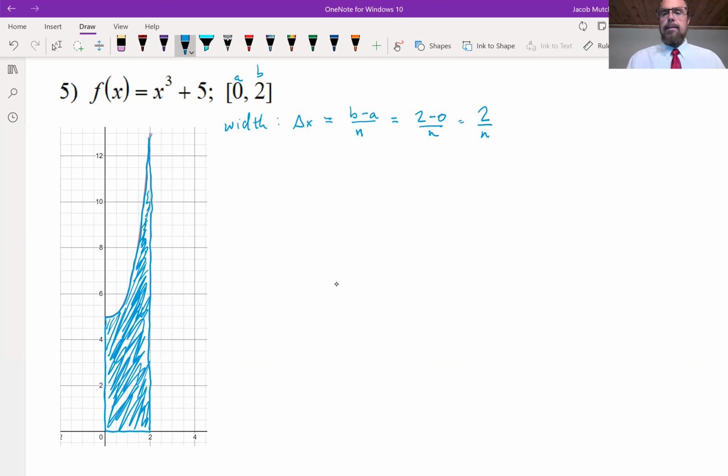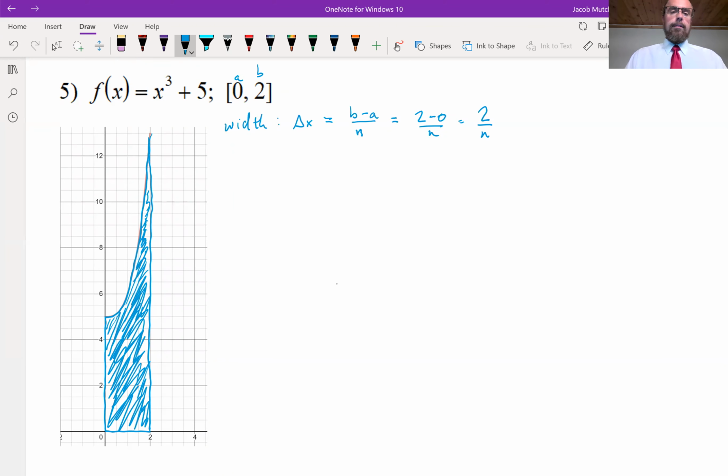Again, what we mean by the variable n is how many rectangles we're going to create. Up till now we've had, for instance, 4 rectangles, so our n value would have been 4. But notice we're leaving it general here because ultimately I want to take that number up to infinity.